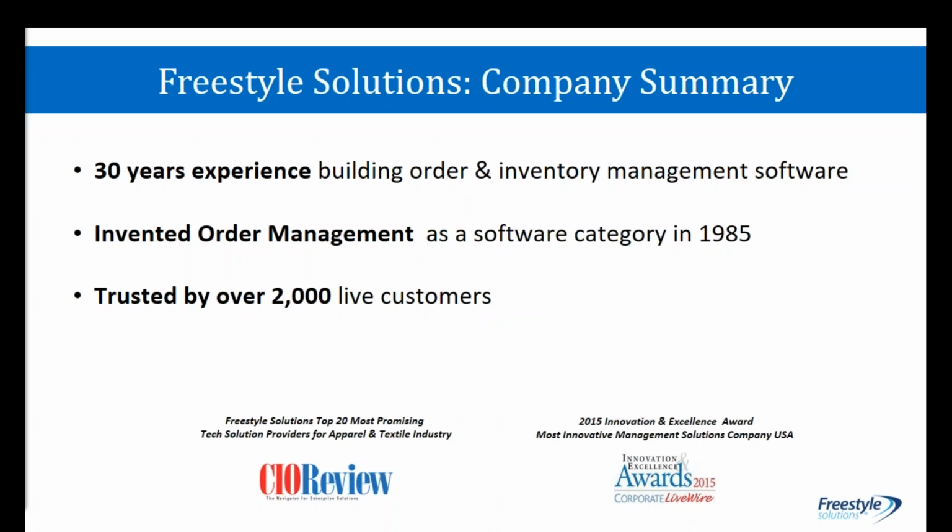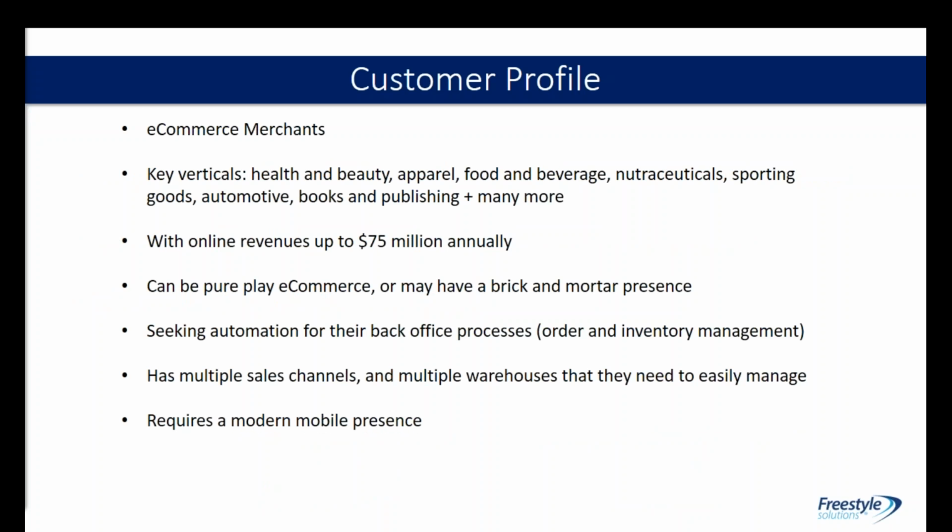We do have various different verticals that we cover: fashion, health and beauty. Just to understand some of the few, we handle your e-commerce merchants, and like I said, health and beauty, apparel, food and beverage, nutraceuticals, sporting goods, automotive, books and publishing, and many more. We do handle up to online revenues of $75 million annually.